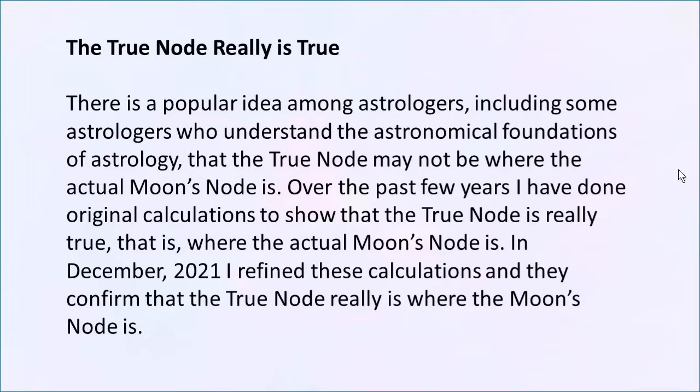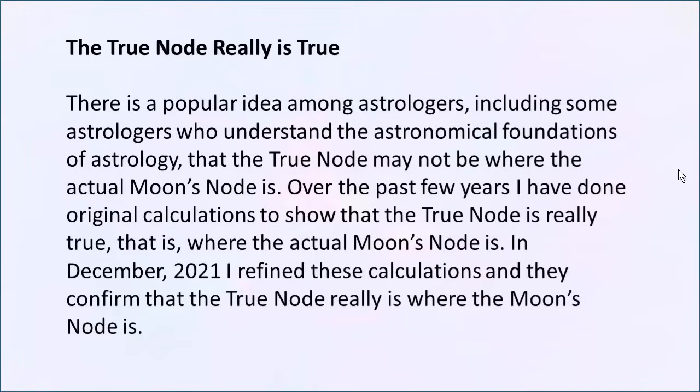Okay, I've already talked about this. In learning about perturbations, we're going to learn that the true node really is a true node. Let me read this whole slide. There is a popular idea among astrologers, including astrologers who understand the astronomical foundations of astrology. People who really understand the astronomy often say that the true node may not be where the actual node is. What they're saying is that the true node is not necessarily the actual node. It's a thing, but not the actual node.